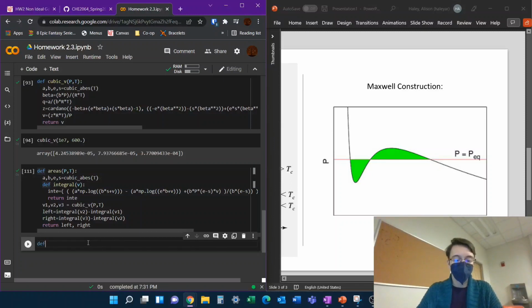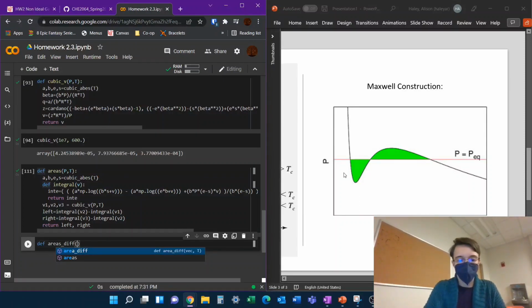So we're going to define the function that's going to add up these areas. So, areas difference, I guess, although one's going to be negative, so we're going to be adding them together anyway, but it's fine. And then we're going to want to have a vector in there, and the vector is what the root function is going to be iterated through.